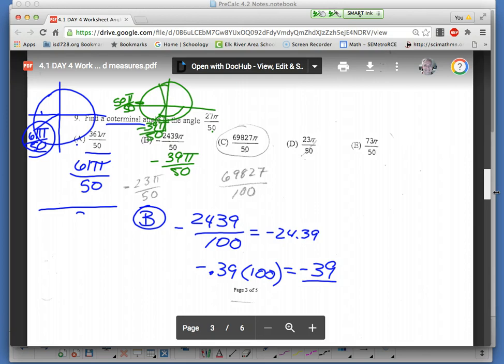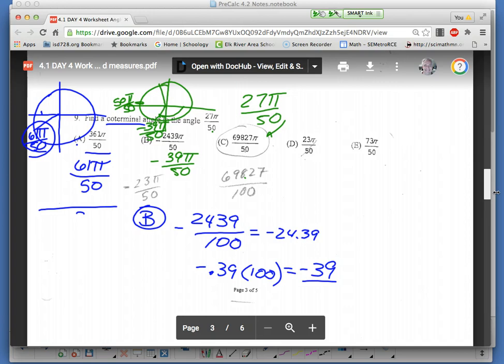Okay. And each time I'm doing this, which is really nice that it's 100 because it goes a little faster. Okay, I got to get 69,827 divided by 100. Well, I do that, I got 0.27. Hey, I got 0.27. Well, that's going to be really nice. So this is 27 pi over 50. So that's why it's 27 pi over 50. It's not just because it's C, because you should pick C every time you don't know. Okay. All right.